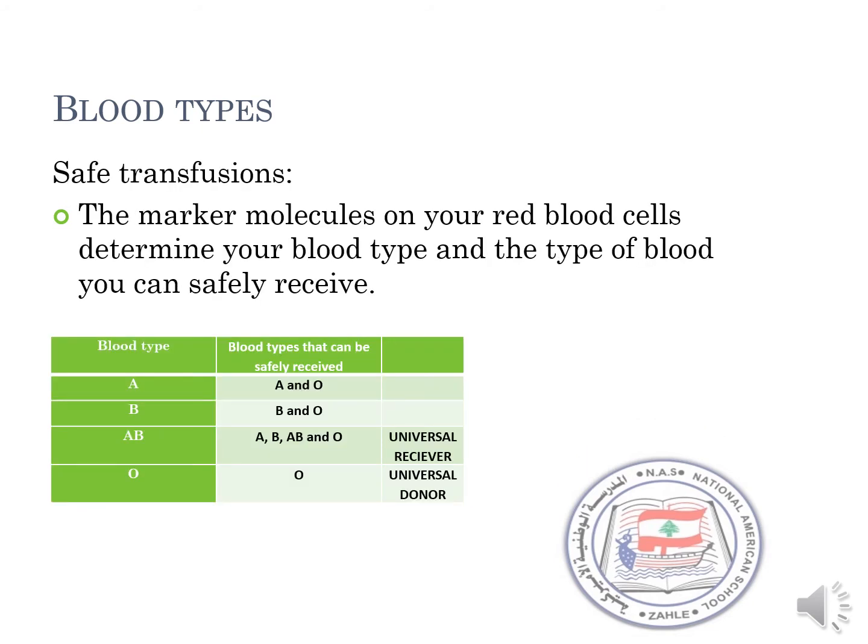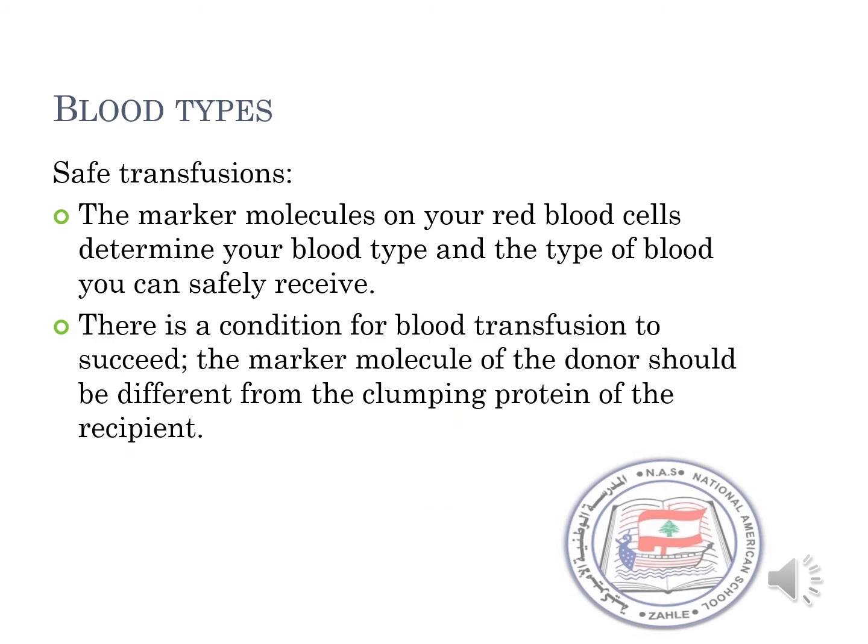How safe transfusions are made. The marker molecules on your red blood cells determine your blood type and the type of the blood you can safely receive. For example, blood type A can safely receive from an A blood type and O. Blood type B can receive from B and O. Blood type AB can receive from A, B, AB, and O, and it is called a universal receiver. Blood type O can only receive from O, but it can give all the blood types, so it is called a universal donor.